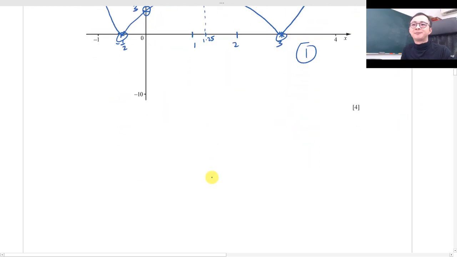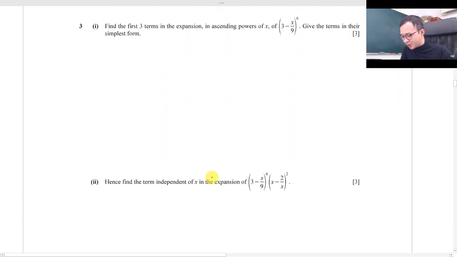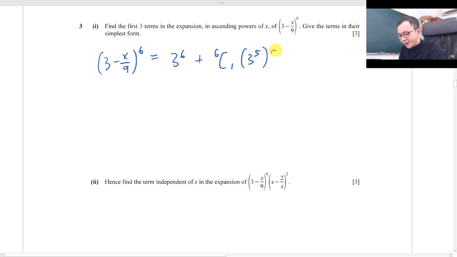Right, so let's move on to number 3 here. Okay, find the first 3 terms in the expansion, in ascending powers of this one. So basically you need to do the first 3 terms for this one. Should be quite easy. First term is 3 power of 6. Second term is 6c1, 3 power of 5, negative x over 9, power of 1. And then the next term is 6c2, 3 power of 4, and negative x over 9, power of 2.